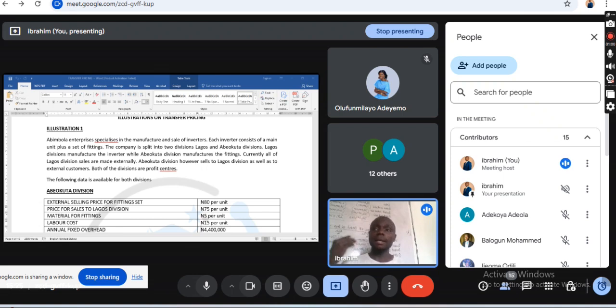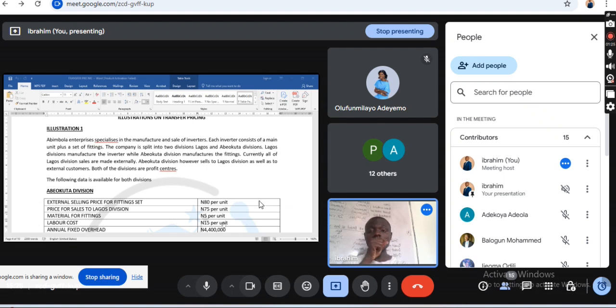Then, I mentioned something in transfer pricing that you should always watch out for the company policy. When you see that policy, look at it very well. What is the company policy? Establish the company policy first. Now, when you understand the company policy, you can say, okay, yes, this is how it is, right?